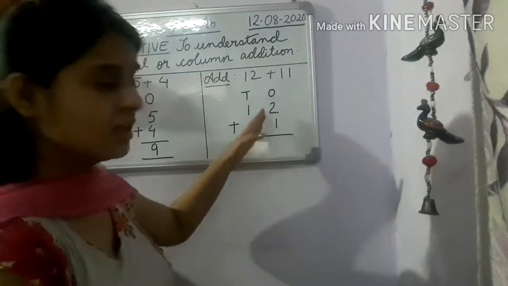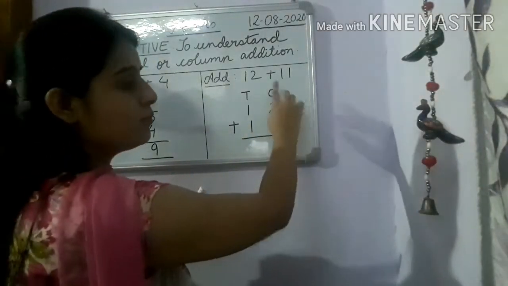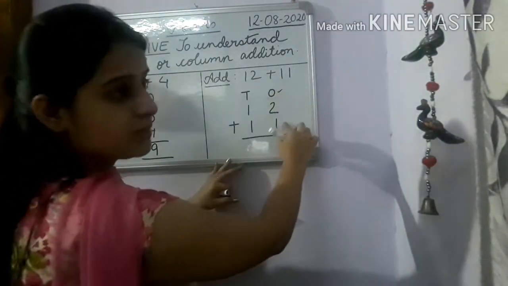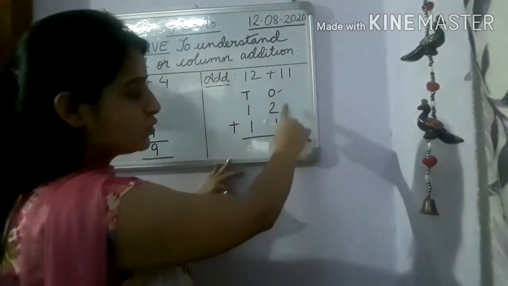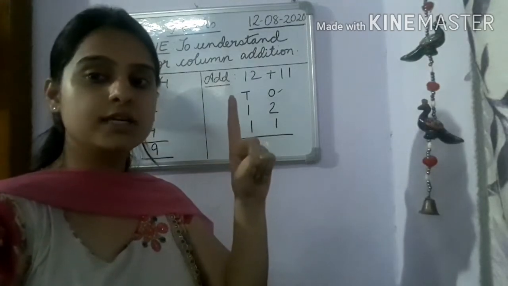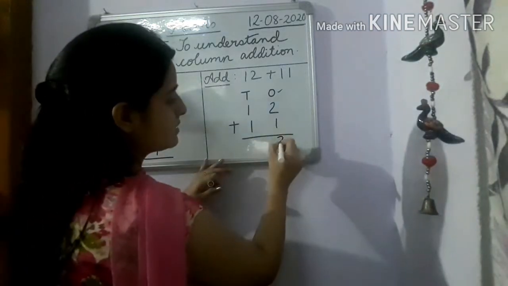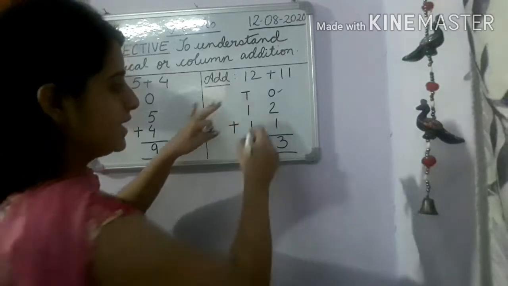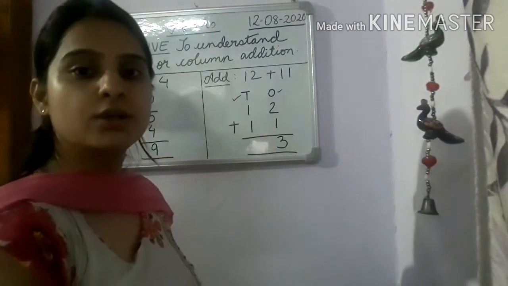Okay. So when we are doing 2-digit addition, we always start the addition from ones place. In ones place, children, what numbers are there? 2 plus 1. So 2, keep 2 in your mind, plus 1, how much? 2, 3. So here it comes 3. Then we will move to tens place. 1 plus 1 is what? 2.